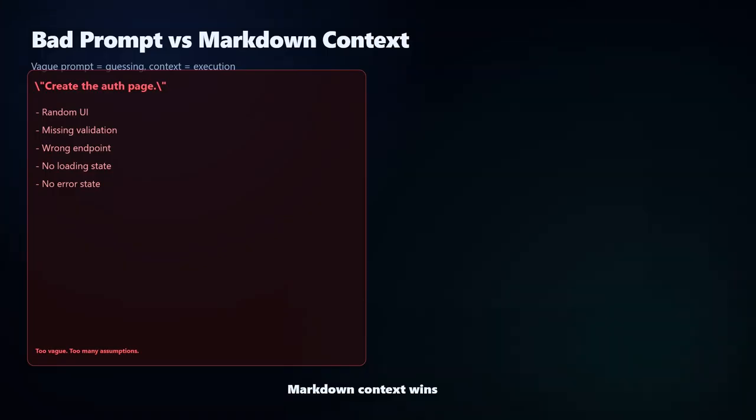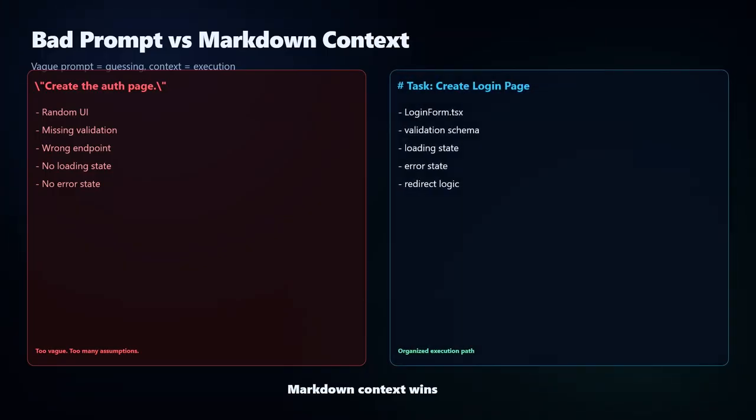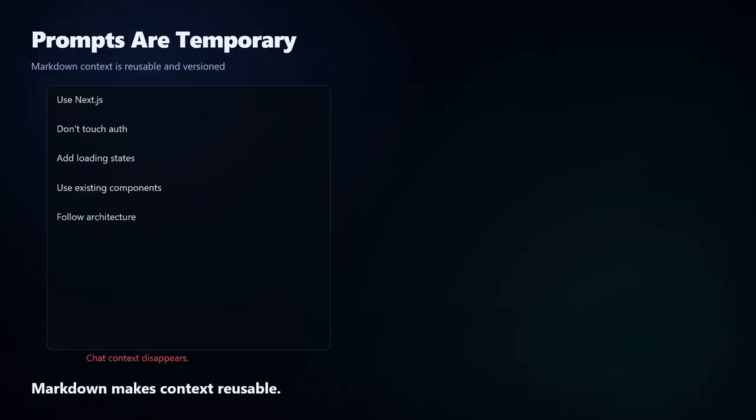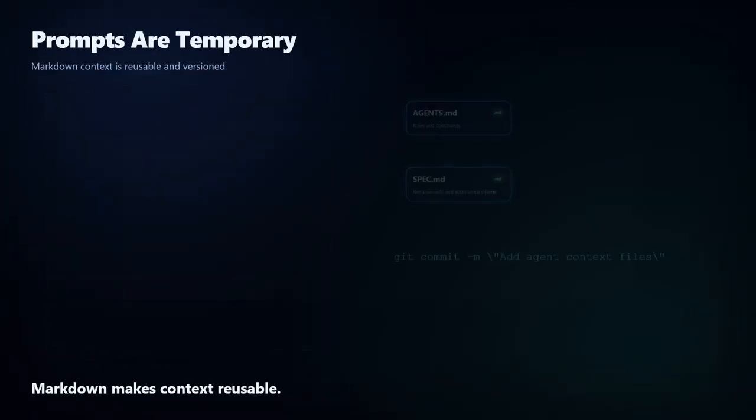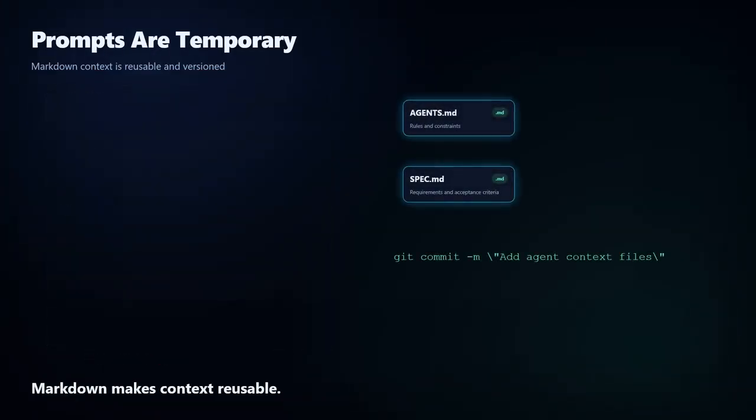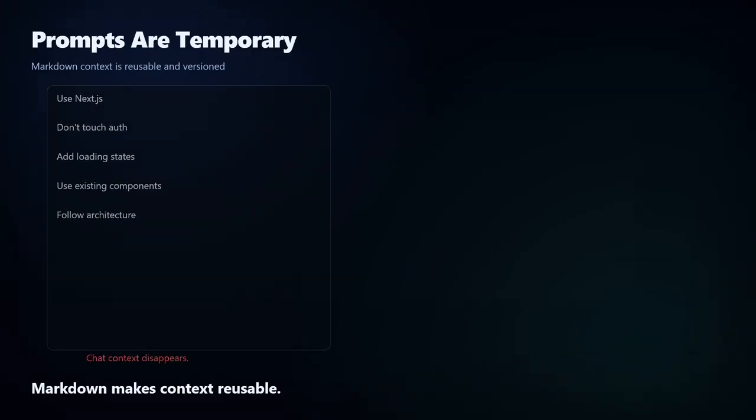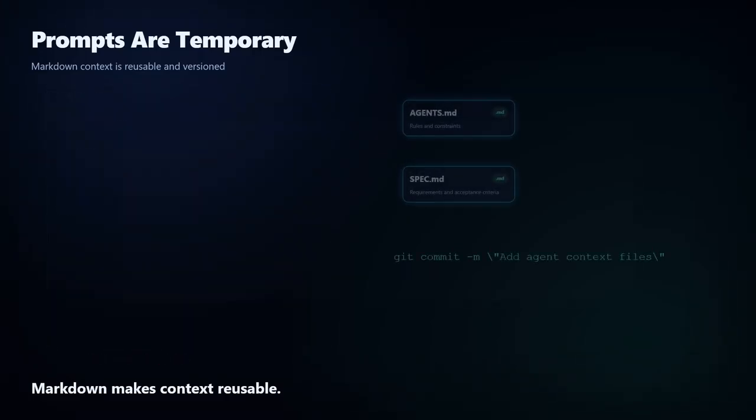So Markdown is not just text. Markdown becomes a bridge between human intent, project knowledge, AI agents, and code execution. This is why I say Markdown is becoming the language of AI agents, not because AI only understands Markdown, but because Markdown is one of the simplest formats for giving AI structured instructions.